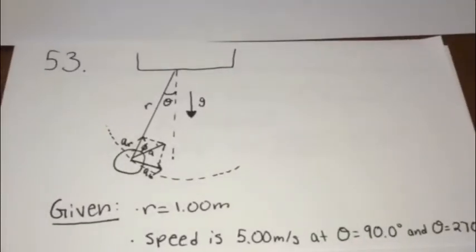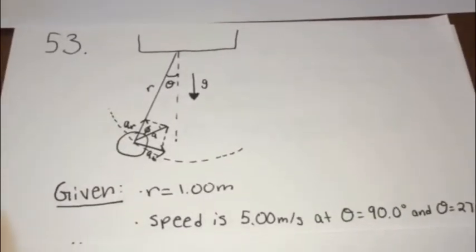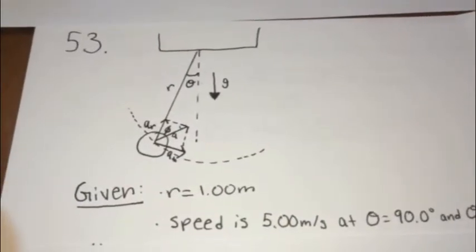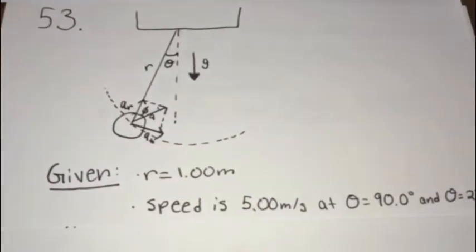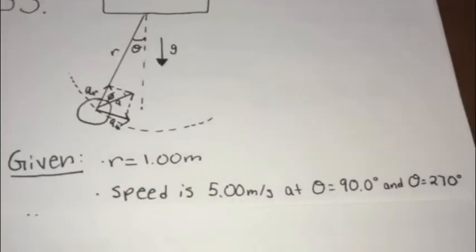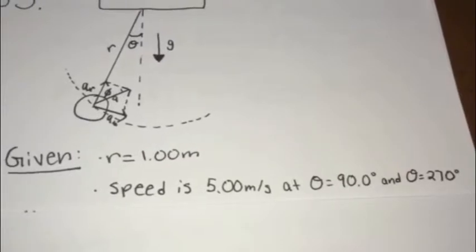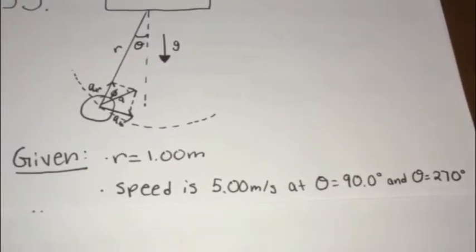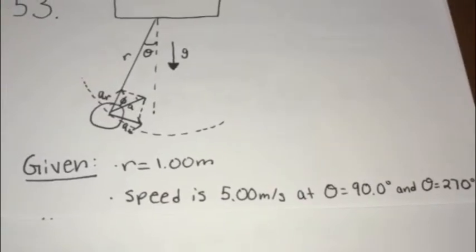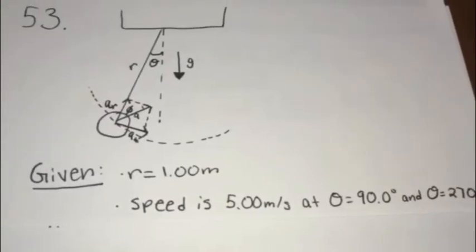Hello kiddies. So for chapter 4, problem 53, at the top I just copied the diagram straight out of the book. And the givens are that the radius equals 1.00 meters, and at theta equals 90 degrees and theta equals 270 degrees, the speed of the pendulum is approximately 5.00 meters per second.